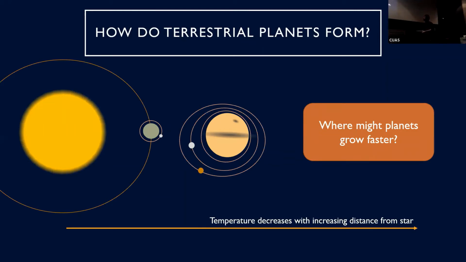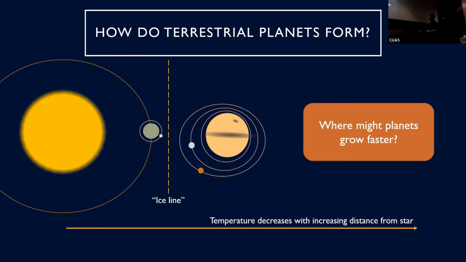Okay. So we'll do a show of hands on this one. Given that the temperature is decreasing as you move away from the star, I mean, maybe it's obvious from the image, but where do you think planet formation is going to be faster? Hands up for closer into the system. Hands up for further out. Okay, interesting. So what I'm going to talk about is the ice line.